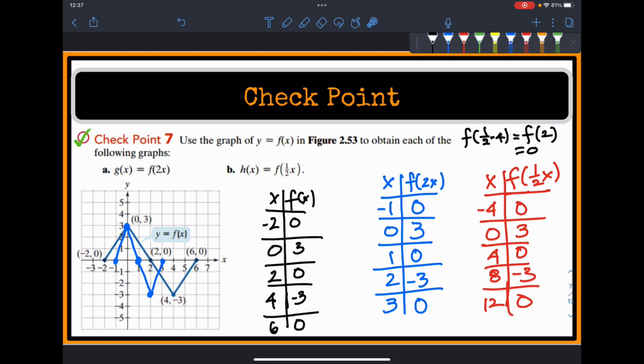And now, how does that affect it graphically? Well, the way it affects it graphically is by stretching this by 2 horizontally. So it stretches it horizontally. At -4, we have a point at 0. At 0, we have a point at 3. At 4, we have a point at 0. At 8, we have our point at -3. And then we have a point all the way over here at 12, somewhere way outside the graph. And look, it's been stretched horizontally.